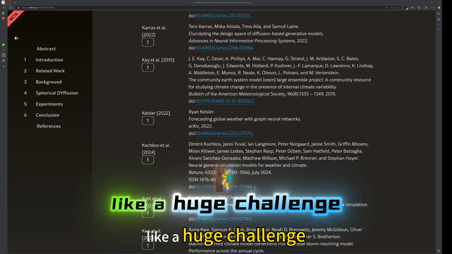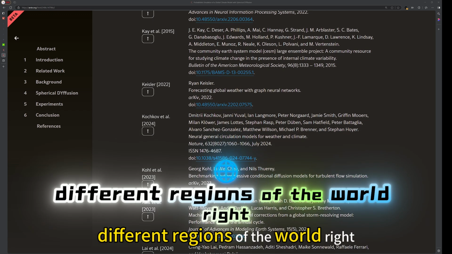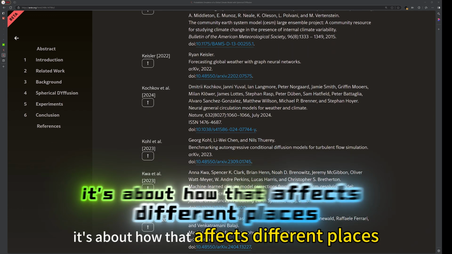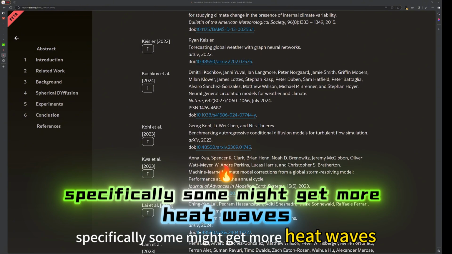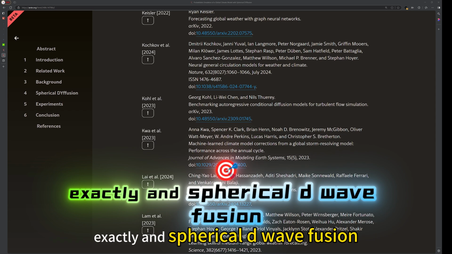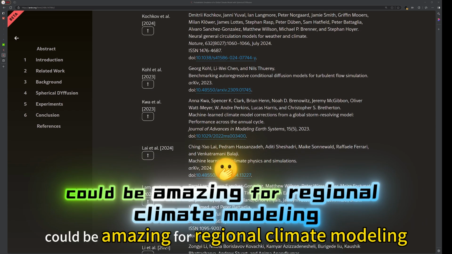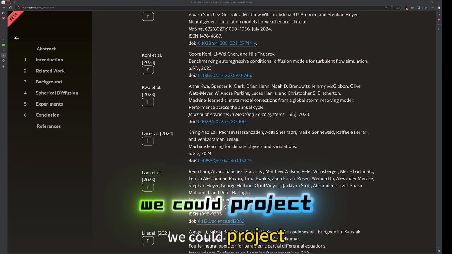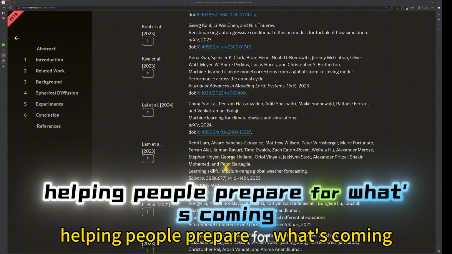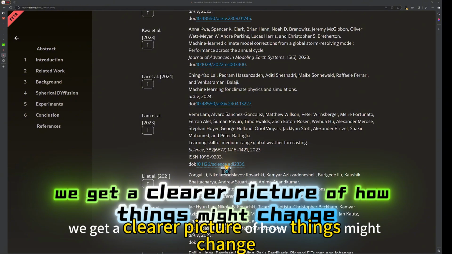Like, a huge challenge is figuring out how climate change will impact different regions of the world, right? Because it's not just about the global average temperature going up. It's about how that affects different places specifically. Some might get more heat waves, others more rain or drought. Exactly. And spherical DYffusion, since it's so fast and accurate, could be amazing for regional climate modeling. We could project how climate change will affect specific areas, helping people prepare for what's coming. So instead of a blurry future, we get a clearer picture of how things might change locally.